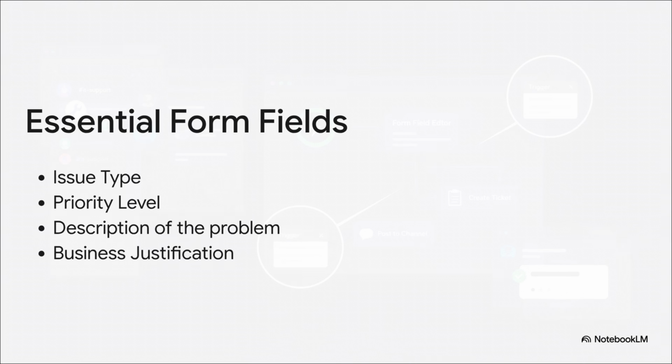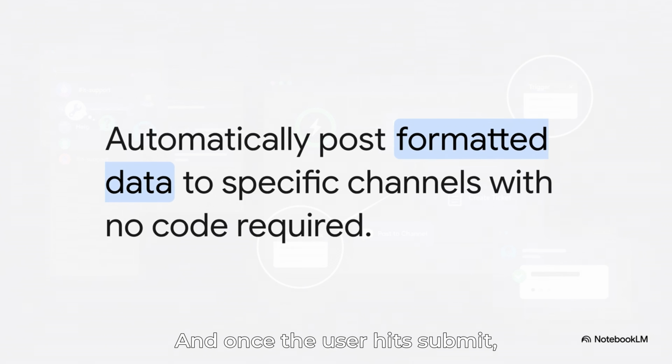First, issue type, like is it technical, billing, or equipment? Then priority level. We also need a clear description of the problem, and lastly, a business justification. Making these fields mandatory is a game changer because it completely eliminates that annoying, "So what exactly is your issue?" back and forth. And once the user hits submit, our workflow totally takes over.